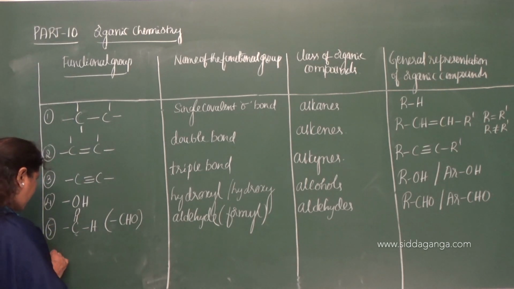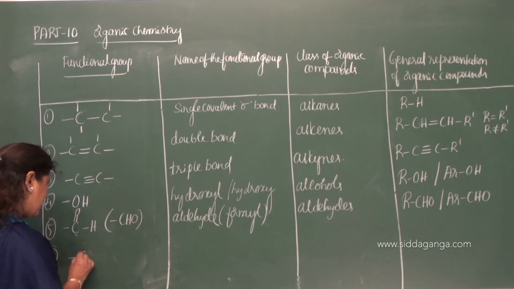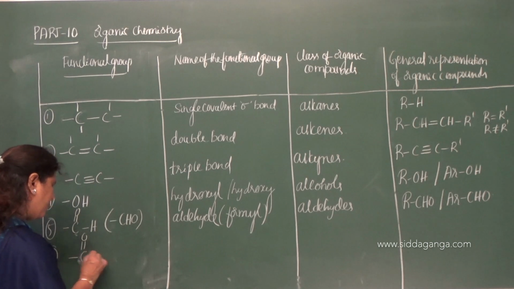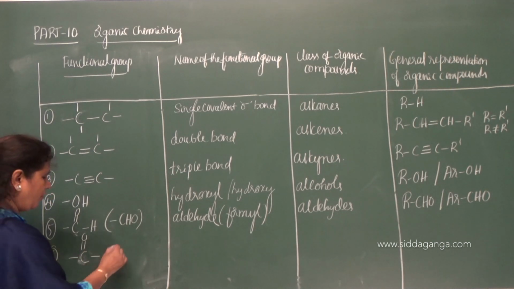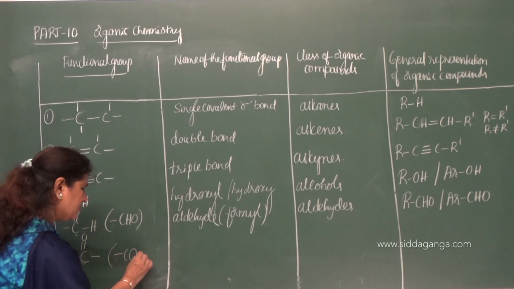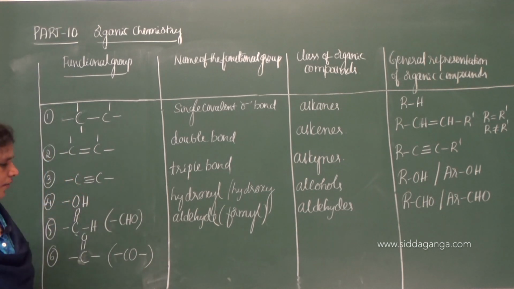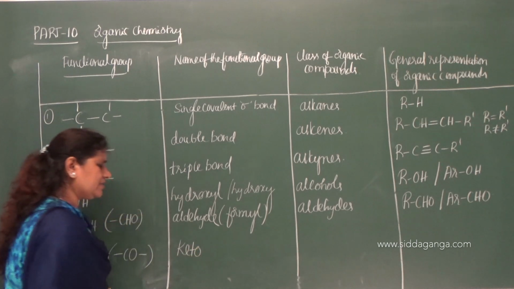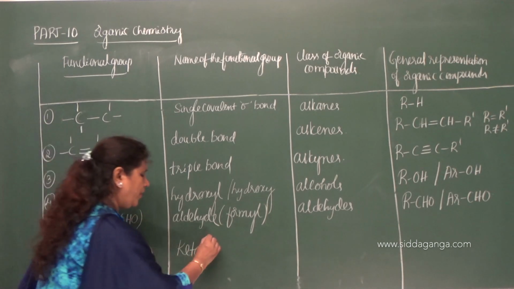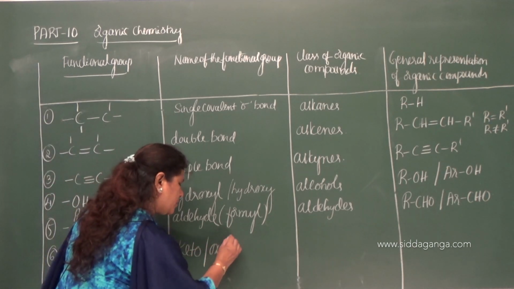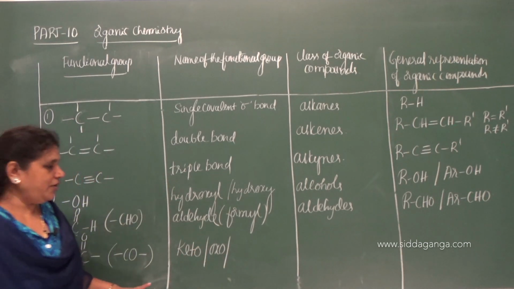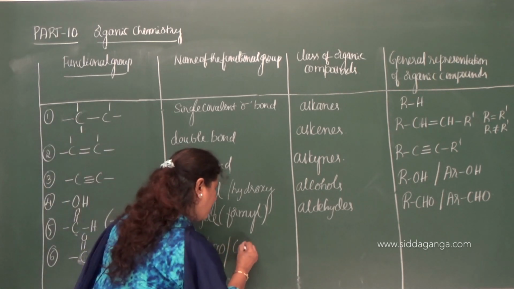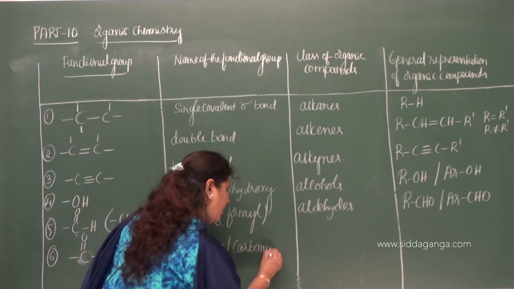That is the sixth one, C double bond O. You can also write it like this, CO. So this is called keto group. You can also call it oxo group, and you can even call it carbonyl group. Very important.